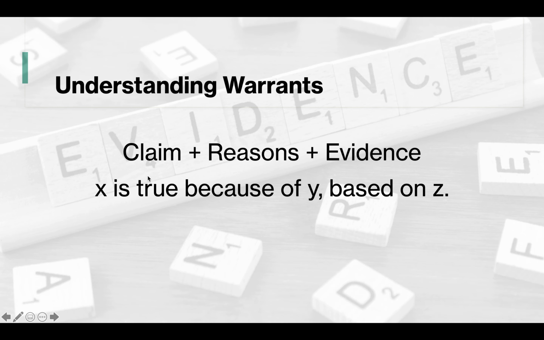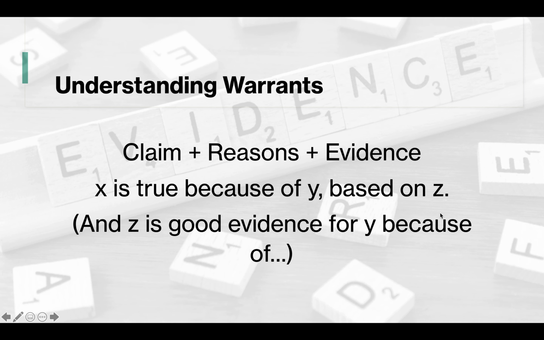If we take our basic model of an argument, claim plus reasons plus evidence, X is true because of Y based on Z, then the warrant is whatever reason we have for thinking that Z is good evidence for Y. So the warrant is the logic that allows us to say that Z actually supports Y, that Z is good evidence in this case.